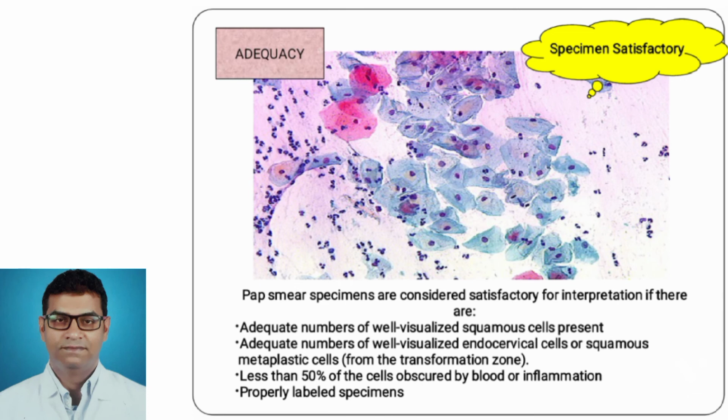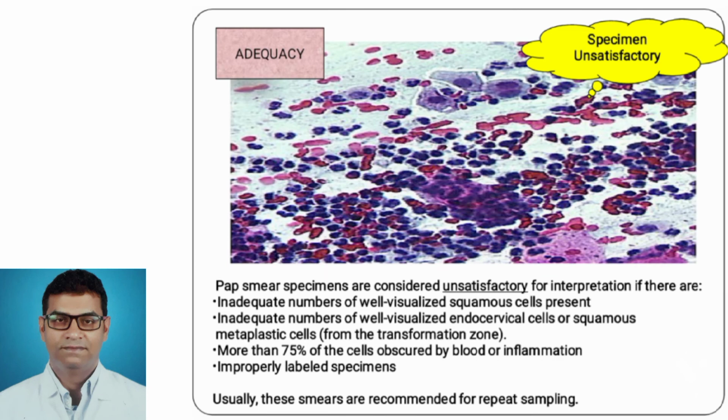Properly labeled specimens. Pap smear specimens are considered unsatisfactory for interpretation if there is an inadequate number of well-visualized squamous cells or endocervical cells or squamous metaplastic cells, and more than 75% of the cells are obscured by blood or inflammation, or if there is any improperly labeled specimen. It is recommended to repeat sampling, that is, we have to advise a repeat Pap smear test.